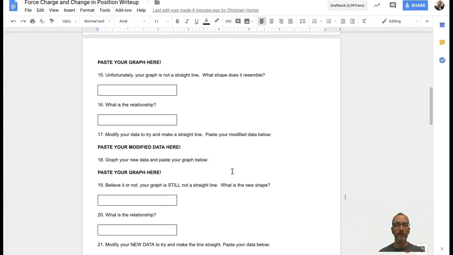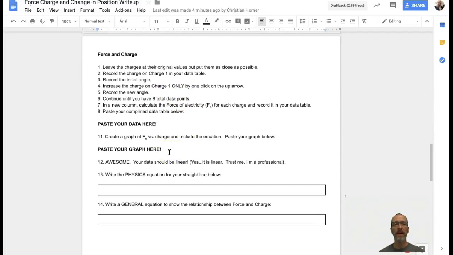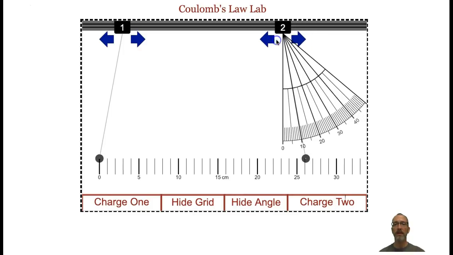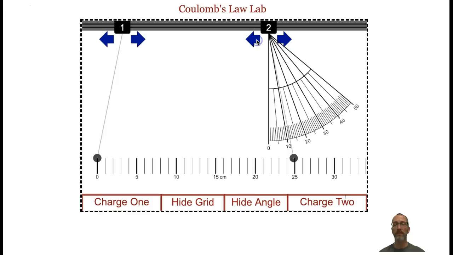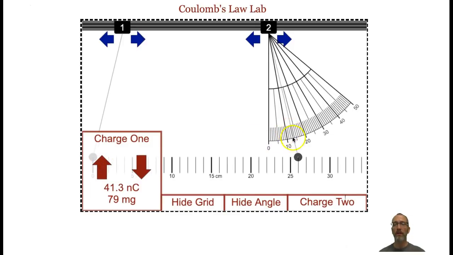In the second part of the lab, you're going to look at force and charge. This time they want you to record the initial angle. You're going to put the original values on, and then you're going to increase charge 1 only by clicking that up arrow. When you do that, you'll see what happens. Just really quick to show you how to do that, let's put the two charges at a set distance from each other. I'm going to move them in so they're about 25 centimeters apart. Then I'm going to record the value, and then change charge 1. So I'm going to increase it, read the new value, and then increase it again and read the new value.